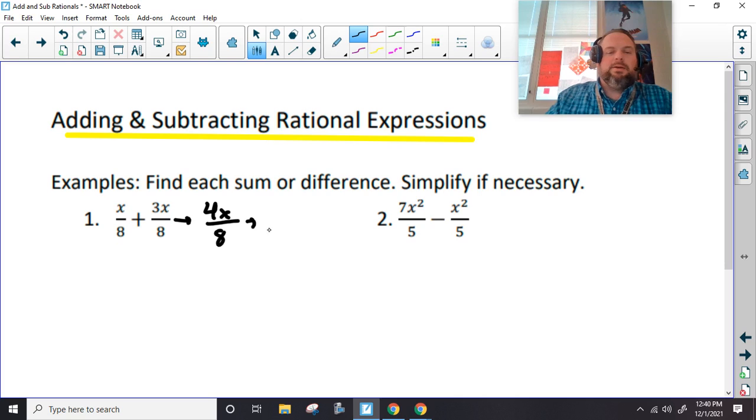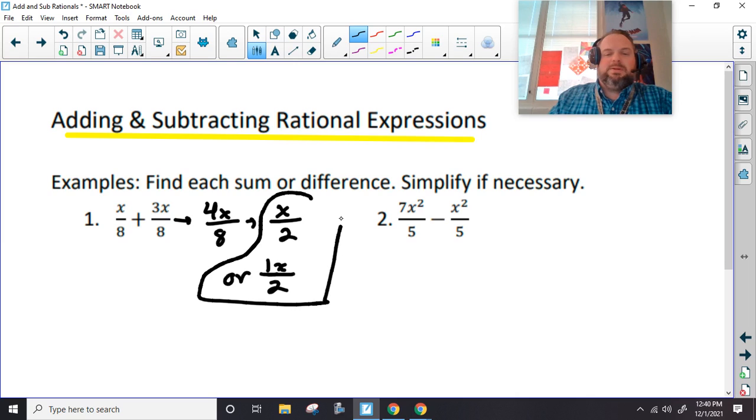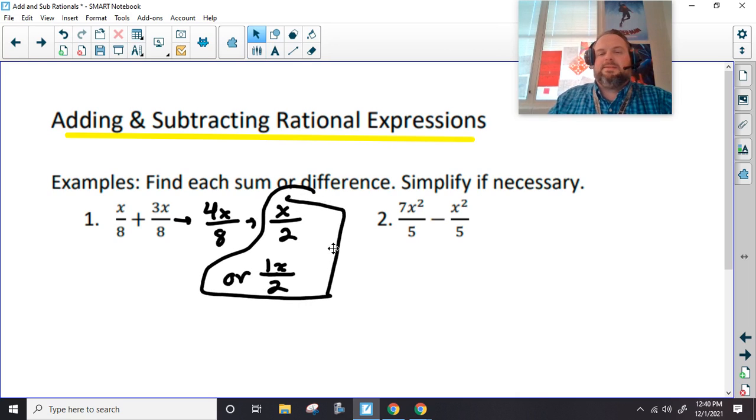So, yeah. All right. So 1 plus 3 is 4, so we have 4x over 8, and this would reduce down to x over 2. You could also, again, if you had to write the 1, this would also be okay. Whoops. That's fine. There we go. All right.